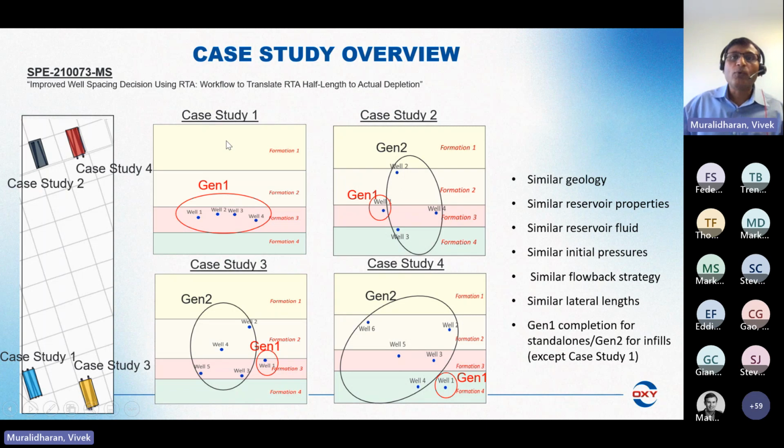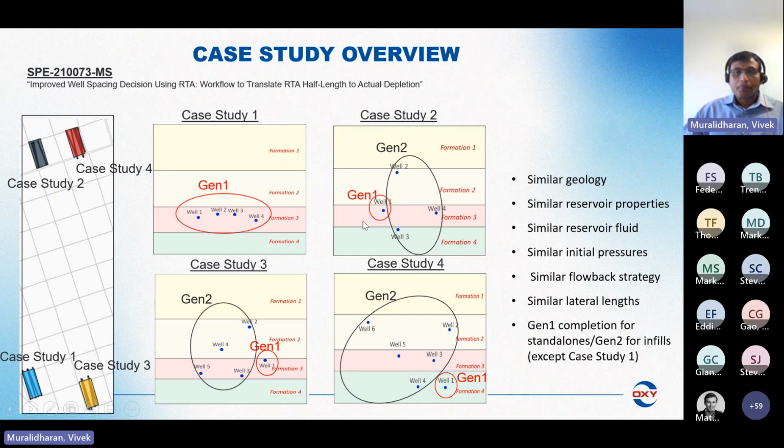So we selected 4 different DSUs, developed with different staggered spacing. But what we found was that in all of these case studies, we have very similar geology and very similar petrophysical properties. You can see the locations; they are within a few miles of each other, with very similar reservoir fluid and initial pressures. Your flowback strategy was also pretty much the same in all of these DSUs, with similar lateral lengths.